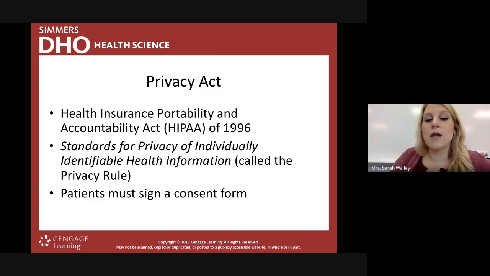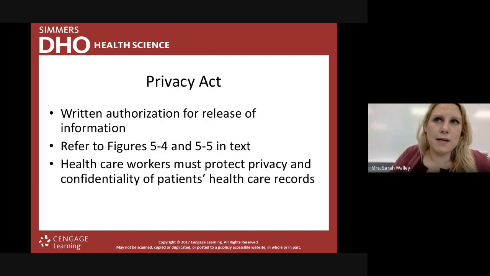But I will say, if you're under 18, your parent or guardian already has the rights to your health information. So you have to be 18 or older to have private information away from your parents. That's not to say that anyone can get your information. I'm just saying your parents have that right, unless you're emancipated, I guess. Okay, Privacy Act, written authorization for release of information.